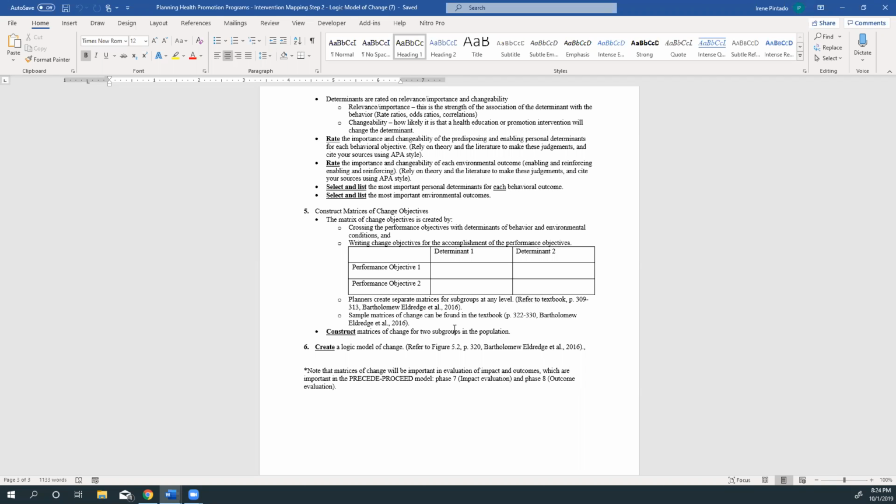You've probably picked some pretty small rural areas overall. So how can you mobilize that community to do something? And then once you've done all of this, then you go to your textbook on page 320 and you create a logic model of change based on all the work you've done to this point. Does it feel like it's something you can do?